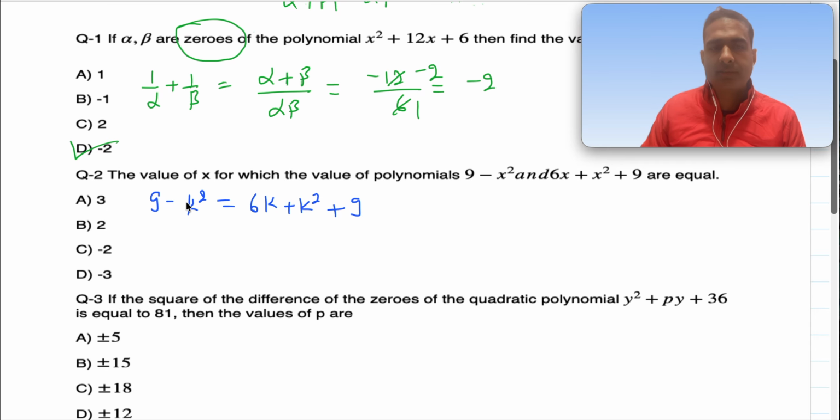Now we can shift everything to one side. So let's shift everything to the right hand side. So minus k square will become plus k square. So 2k square plus 6k, and 9 is positive on both the sides, so it will cancel out, is equal to 0. Now we can take 2k common. So if I take 2k common, it will be k plus 3 is equal to 0.